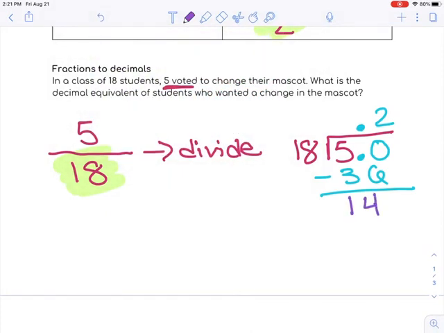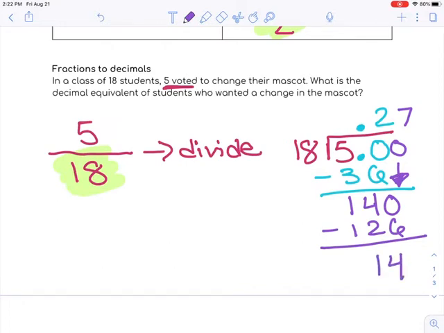18 does not go into 14. So I'm going to add another 0, bring that 0 down, and now I have 140. So how many times does 18 go into 140? So it goes in 7 times. 18 times 7 is 126. And when I subtract 126 from 140, I get 14 again.